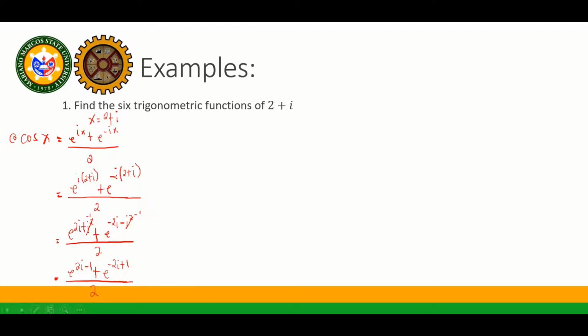Okay, if you recall your laws of exponents, for example, this is the first one, a raised to 2, and then it is multiplied to a raised to 3.